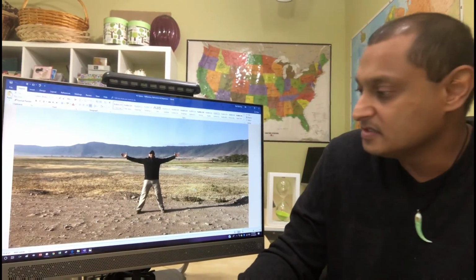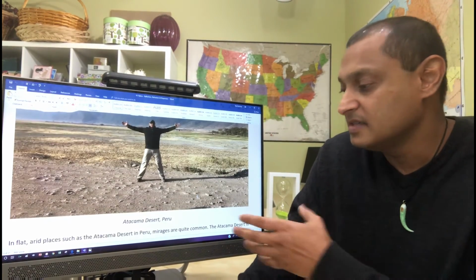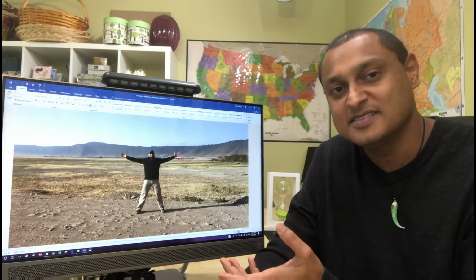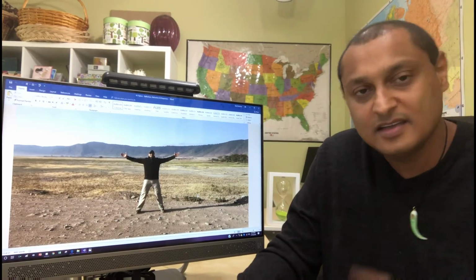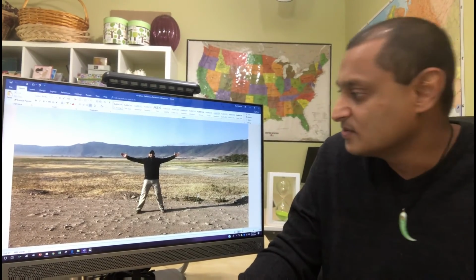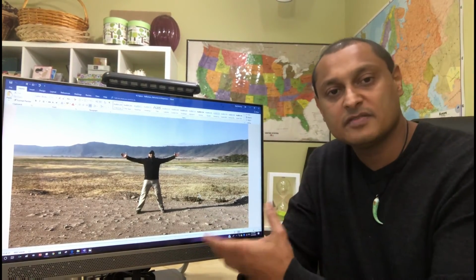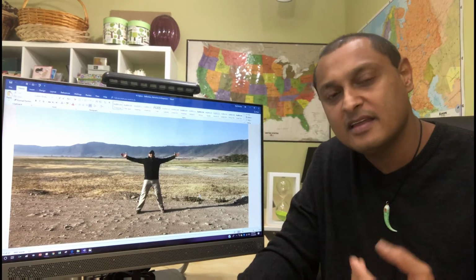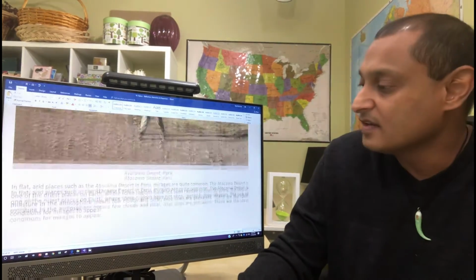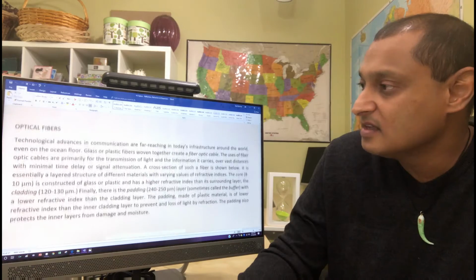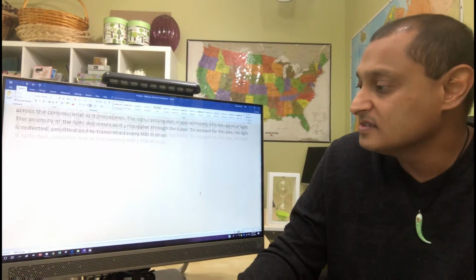So this is what you would see typically in a desert. This is the Atacama Desert in Peru, one of the hottest deserts on Earth. I took a lot of water, as you can imagine, on my trip there. But mirages are very, very common in places like that, where it's flat and very dry, very arid, in the Atacama Desert. I also talk about optical fibers and how they work.